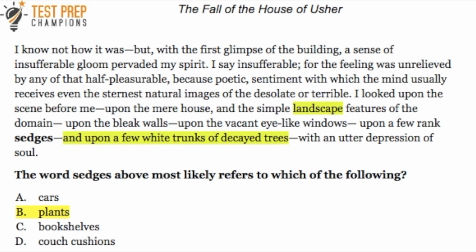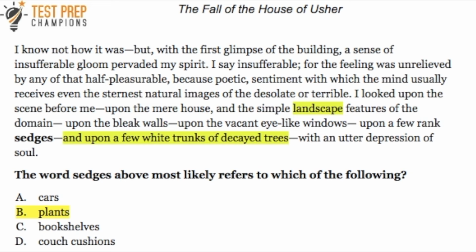Some clues that the answer might be plants: the word landscape. When I hear the word landscape, at least I think of a yard, which I don't have much of. I guess we have a little bit of grass outside, but I live in an apartment, so we don't have much of a landscape. But a landscape, I think of as a yard. So basically, what could be in a yard? Well, plants could be in a yard. This little part that I highlighted talks about trunks of decayed trees, and if there are trees there could also be plants there. So this is just one of those questions where you have to try your best to reason your way through it.